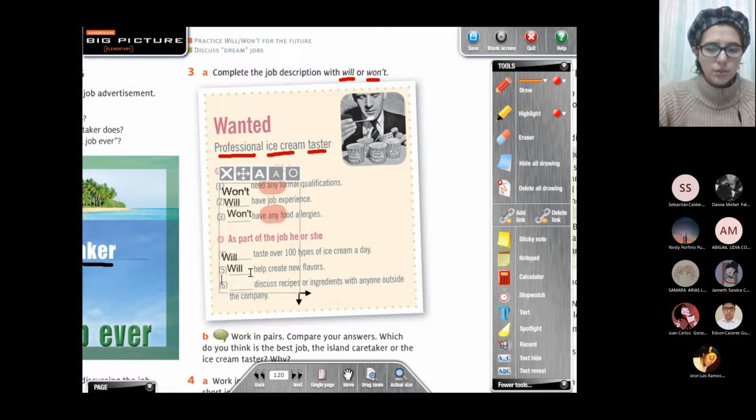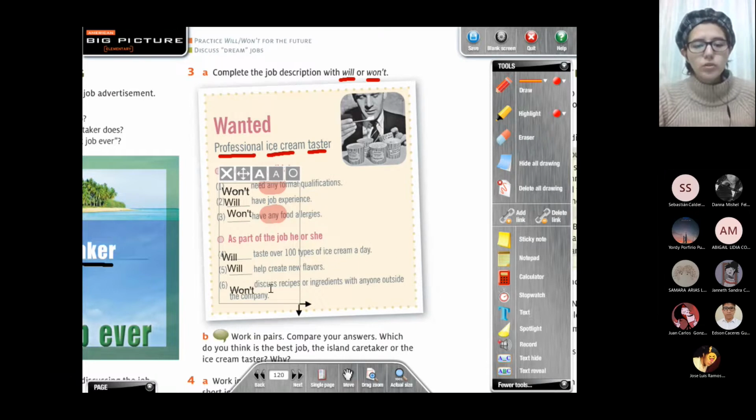And finally, number 6, Jose Luis, what do you have about number 6? Once. Okay. So he or she won't discuss recipes or ingredients with anyone else or anyone outside the company. Yes, that's perfect. So we know that it's negative because we have here anyone, right? Anyone, con nadie. Yes, perfect. That's it. So this is a good job.